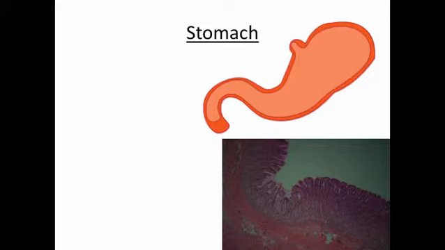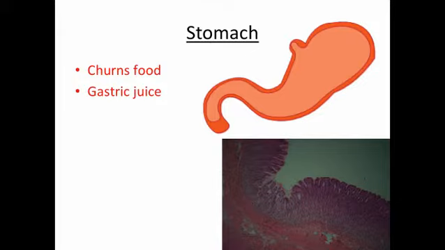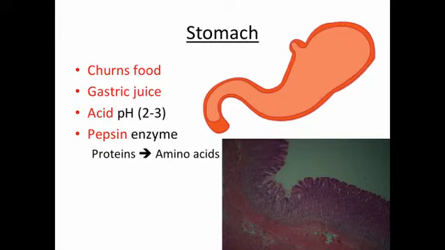From the esophagus it arrives at the stomach. Now the stomach is basically just a big muscly bag. The stomach produces something called gastric juice and mixes this in with the food. The gastric juice contains acid. It is acidic, pH about 2 or 3, and it also has a protease enzyme called pepsin. Pepsin breaks down proteins into amino acids.